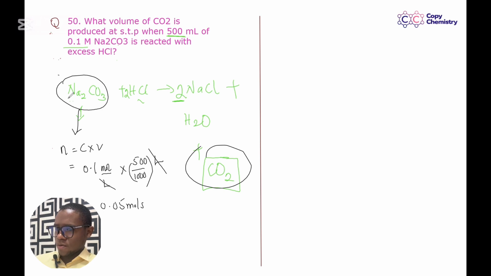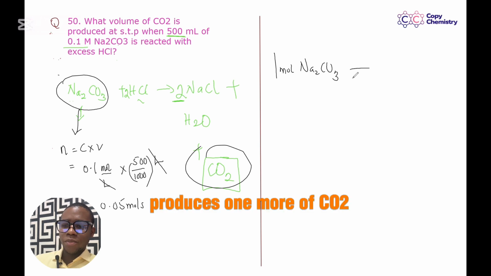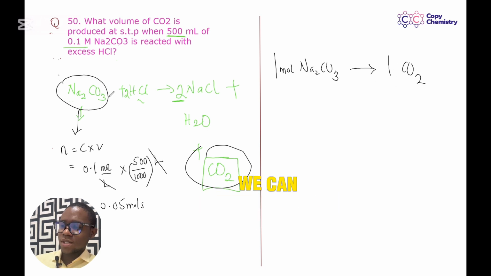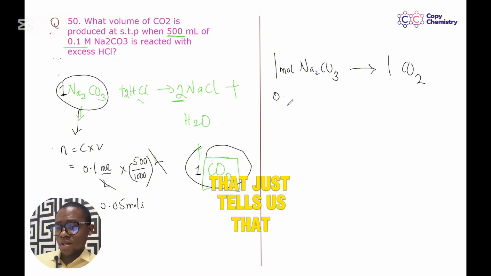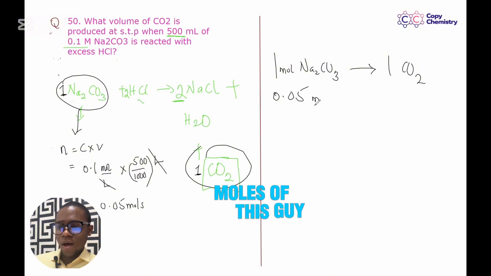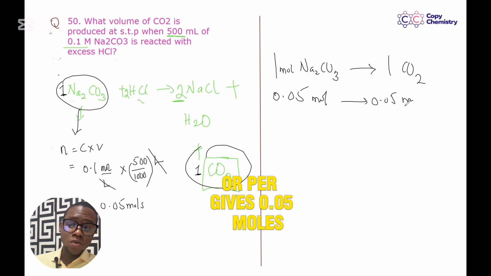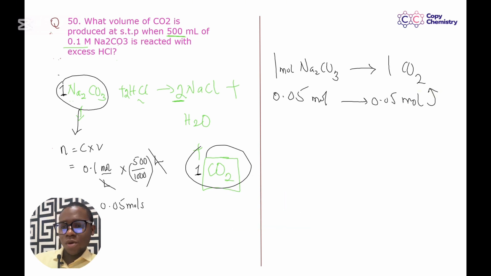Okay, so 1 mole of Na2CO3 produces 1 mole of CO2. We can see that because this is 1 mole here and this is 1 mole here. So you see why this equation needs to be balanced in the first place, because that would influence the relationship. Okay? So if 1 mole of Na2CO3 gives us 1 mole of CO2, that just tells us that 0.05 moles of this guy will produce 0.05 moles of CO2. So the number of moles of CO2 produced is going to be 0.05 moles.